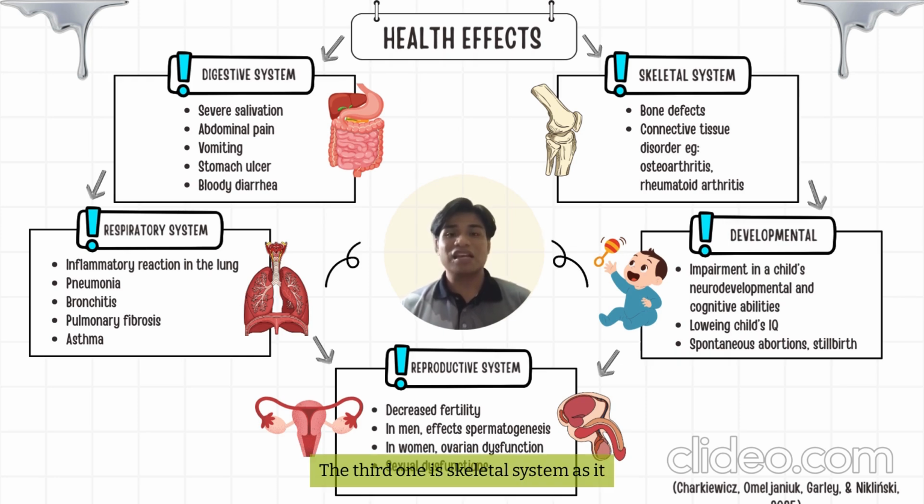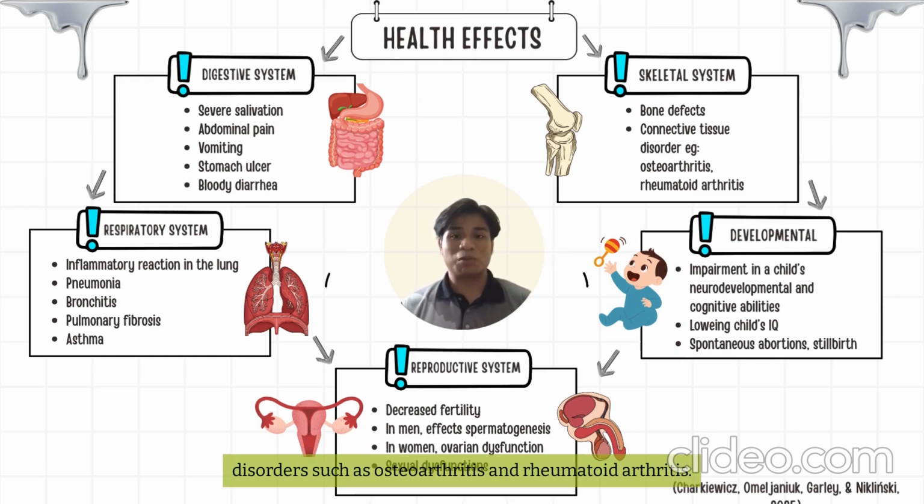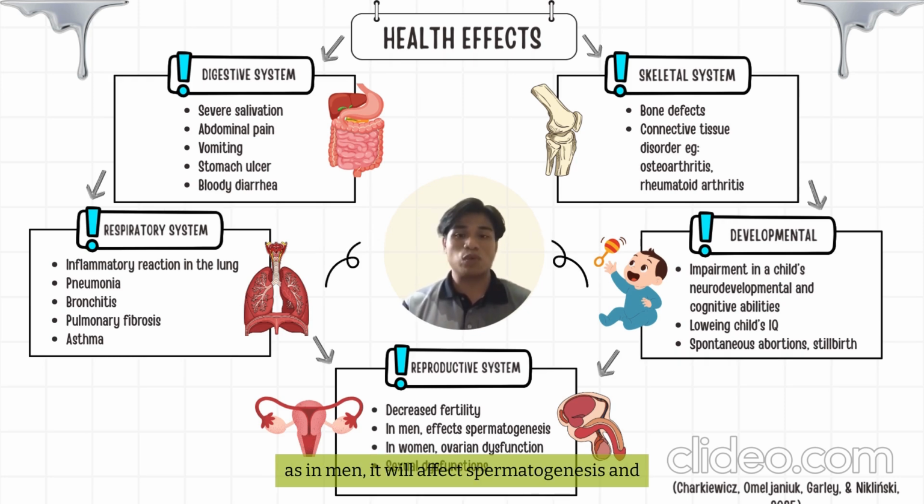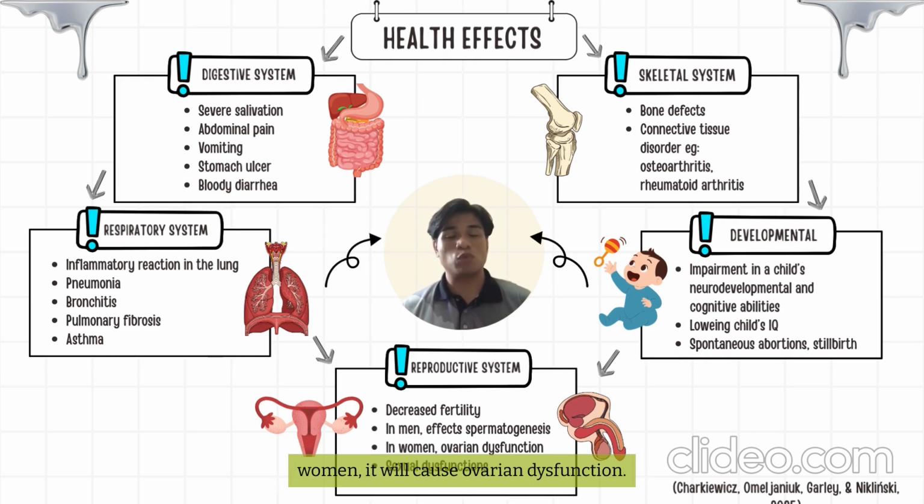The third one is skeletal system, as it will cause bone defects and also connective tissue disorders such as osteoarthritis and rheumatoid arthritis. The fourth one is developmental effect, which is it will cause impairment in a child's cognitive and neurodevelopmental abilities, and also it will lower child's IQ and cause spontaneous abortions and stillbirth. The last one is reproductive system, as it will cause severe infertility in men and women, as in men it will affect spermatogenesis and in women it will cause ovarian dysfunction.